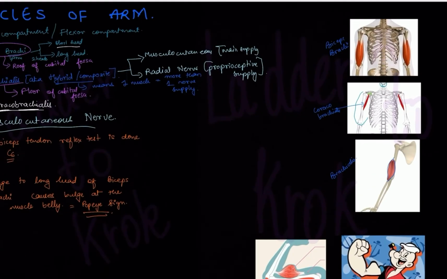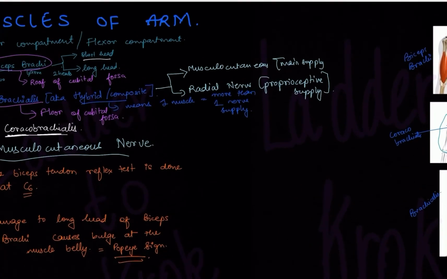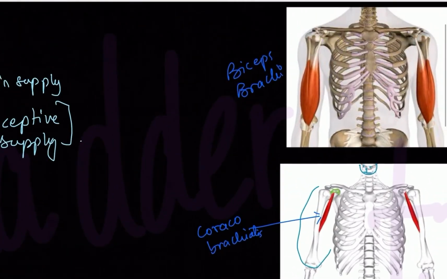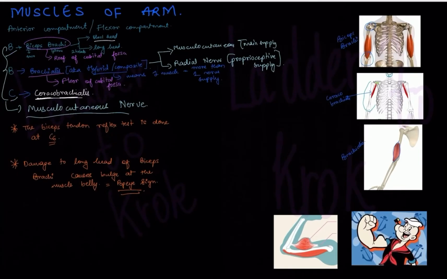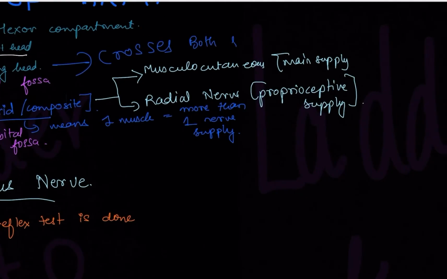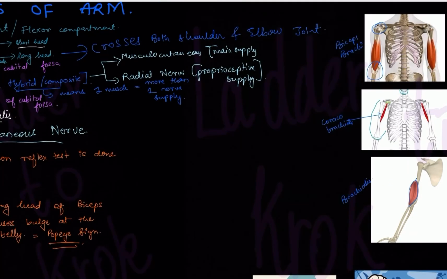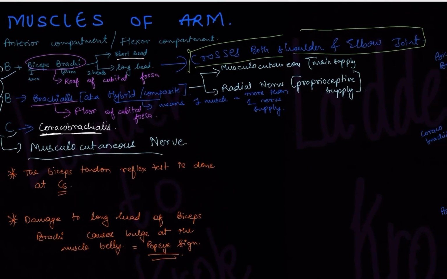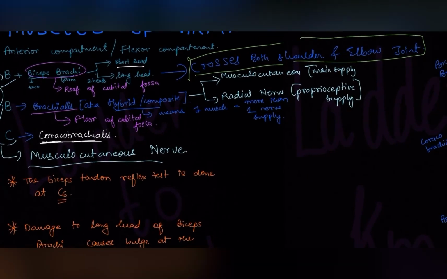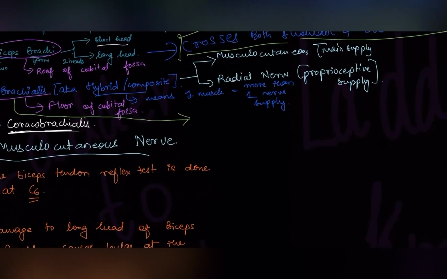Now you have to remember which muscle passes through which joint. You can see that biceps brachii crosses your shoulder joint, and it crosses your elbow joint as well. So write down where you have written biceps brachii: crosses both shoulder and elbow joint. Now for brachialis, you must remember.